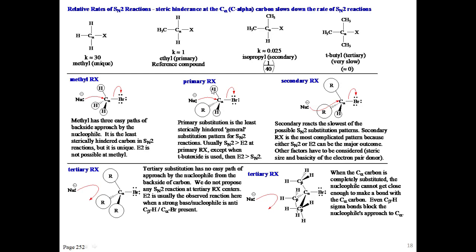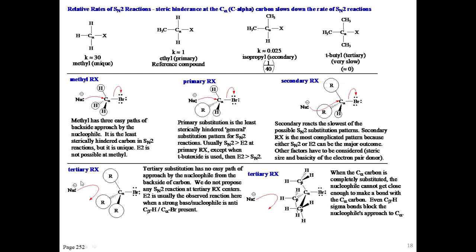Now, if I come along and replace another hydrogen with an R group, so I have two big groups that the nucleophile can't get through. I still have one little hydrogen out here. I can sneak in on that side. And so what we should see is the rate should go down, and it does. So the methyl, without any steric hindrance, is 30. Our reference compound, ethyl, is 1. And then the secondary one drops off to about 1/40. So there are kind of similar differences between these, 1/30, 1/40.